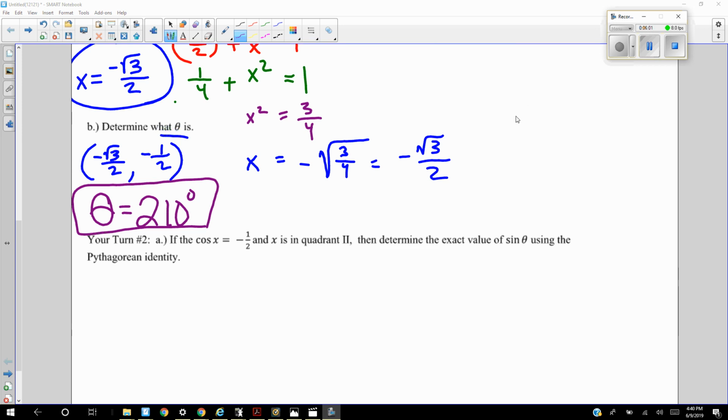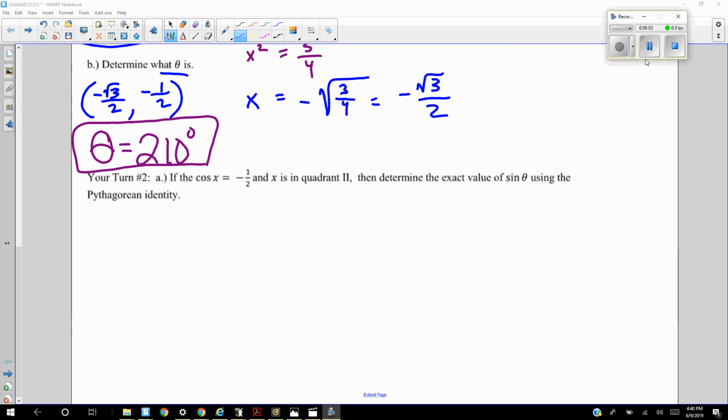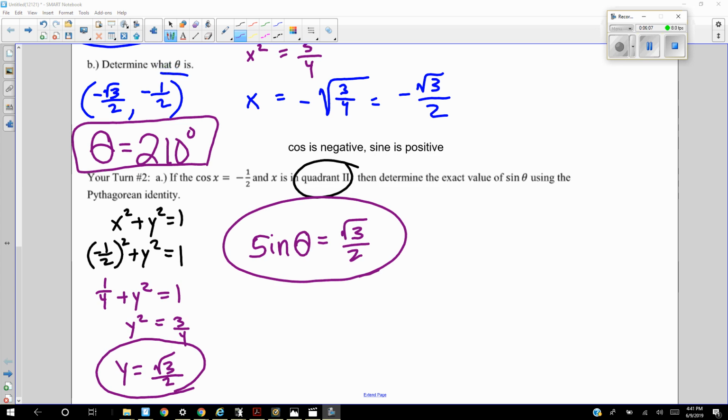Try your turn number 2 now. All right, so here's the work on your turn number 2. Again, they don't ask for what theta is in this problem, but we could easily find it. And keep in mind, again, some of these are a little easier because they are exact values on the unit circle. At some point, you may get a fraction that is not on the unit circle, so you need to make sure you show your work for these problems. The process is still the same, but you're not necessarily going to get a familiar fraction like we did here.